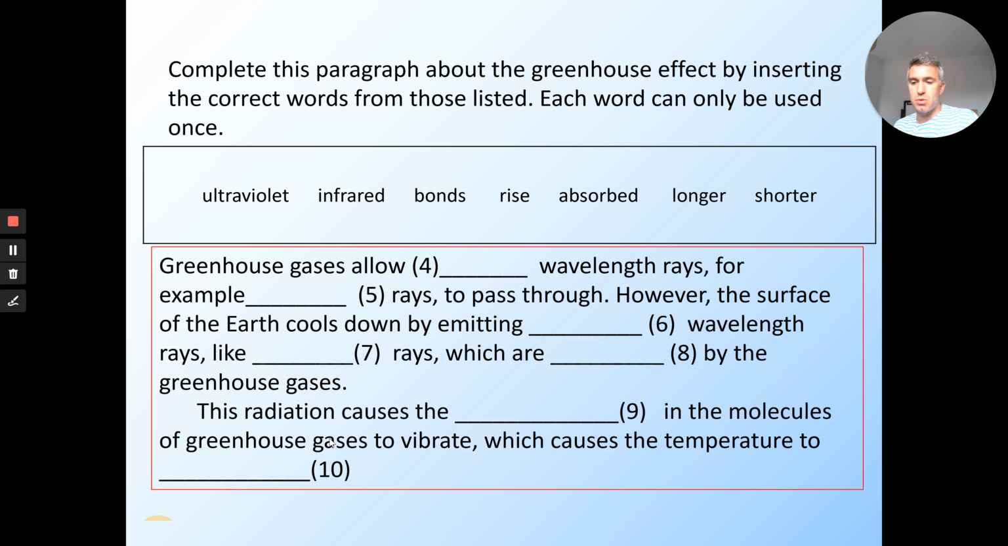Each word can only be used once. Greenhouse gases allow something wavelength rays, for example, something rays to pass through. However, the surface of the Earth cools down by emitting wavelength rays, which are something by the greenhouse gases. This radiation causes something in the molecules of greenhouse gases to vibrate, which causes the temperature to something.